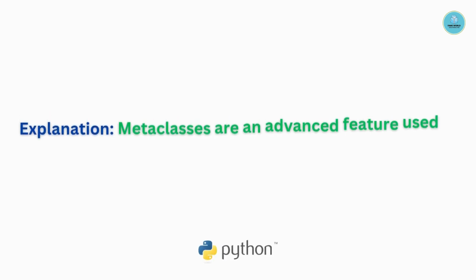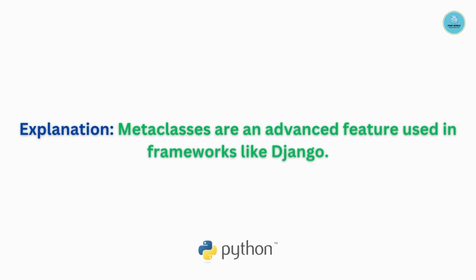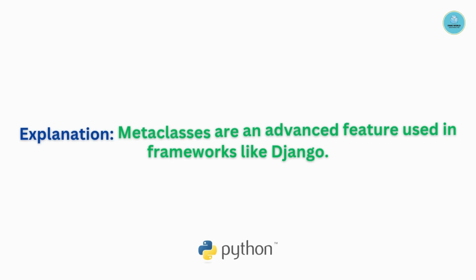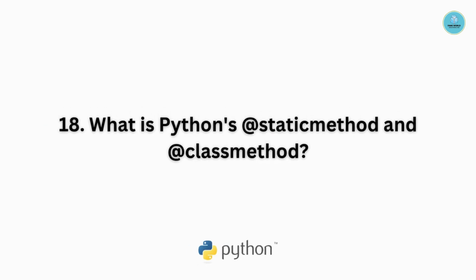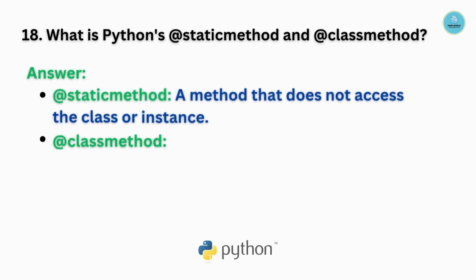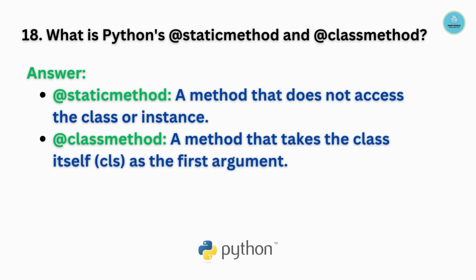Meta classes are an advanced feature used in frameworks like Django. Question 18. What is Python's static method and class method? Static method decorator and class method decorator. A static method decorator is a method that does not access the class or instance, whereas the class method decorator takes the class itself with the help of the cls as the first argument. Example is as follows.